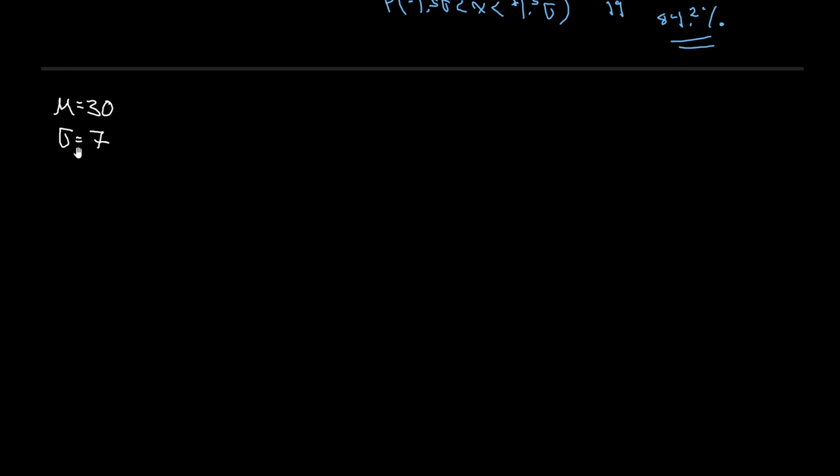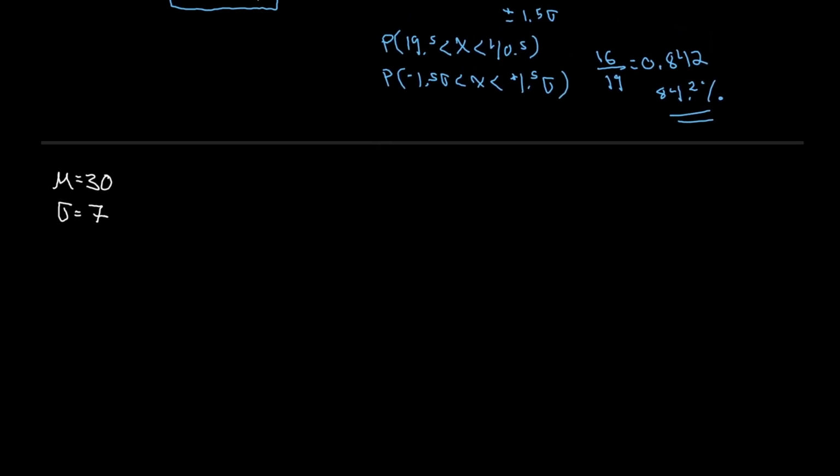And we still want to answer the same kind of question. We still want to answer, what is the probability that we have a value between 19.5 and 40.5? That is, what proportion of observations will fall between 19.5 and 40.5? What proportion will fall within 1.5 standard deviations of the mean?